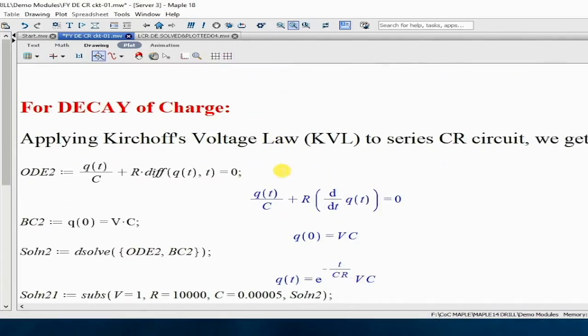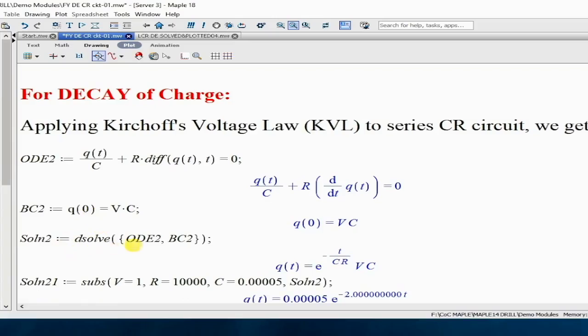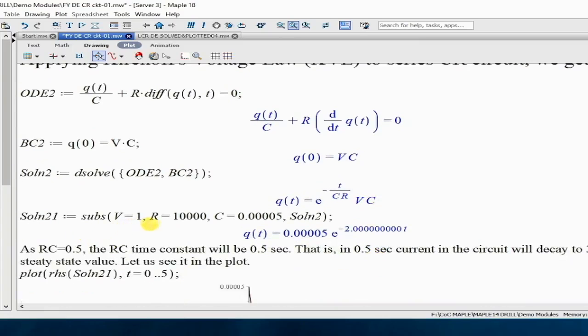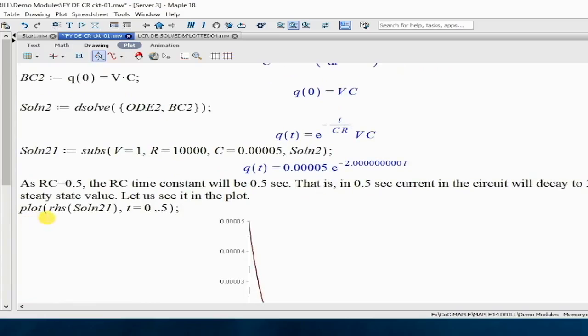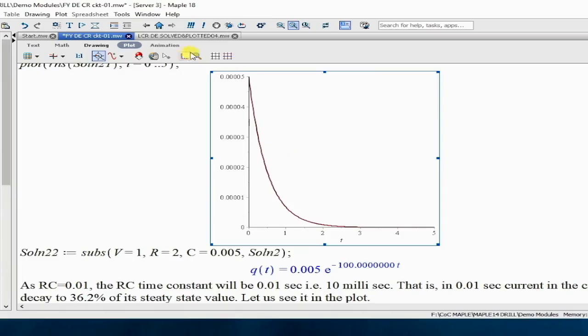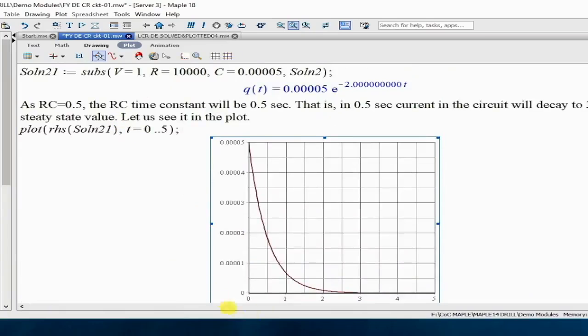Now we shall go through the decay process. In the differential equation we have to replace E by 0 because there is no battery and we are offering a short circuit situation, and the beginning point is where the charge is Q0, equal to EC or VC, whatever you call. So t equal to 0 is the beginning time. DSolve of ODE2 for BC2 will render us this solution, which we have already done, and you can substitute V equal to 1, R equal to 10,000, and capacitor 50 microfarad in solution 2, and make a plot of the right hand side of solution 2.1 for the range 0 to 5. You can see the RC time constant is 0.5, so 36.7% of the charge decays in the first half second.